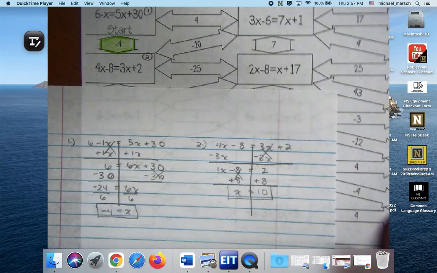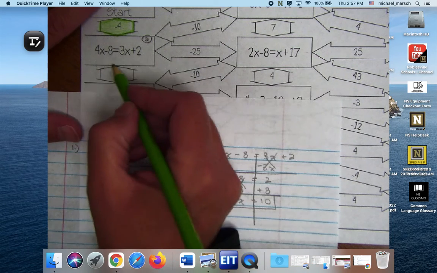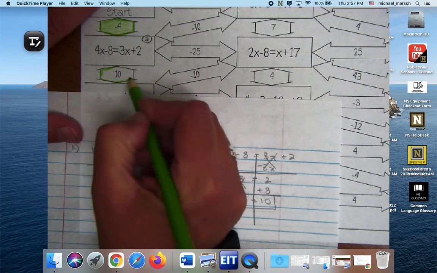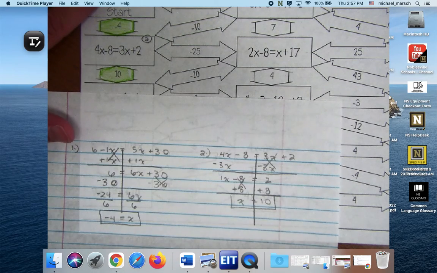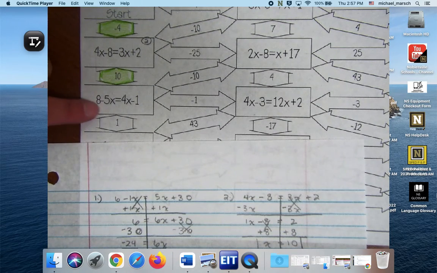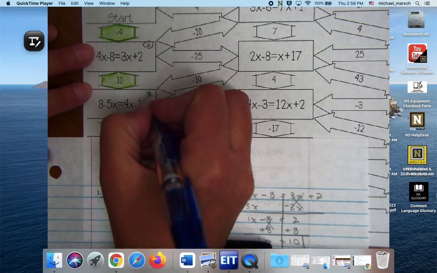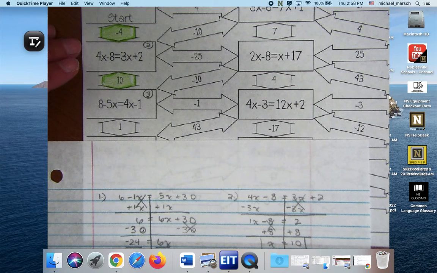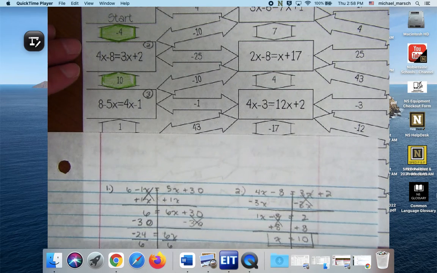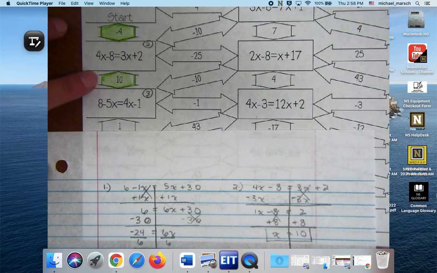I look at my maze, and I see that that is a choice. So I color that in, and now I know my next problem is going to be this one. So I'm going to put a 3 in that box. It's positive because it's just a 2 plus 8, so it's positive 10.